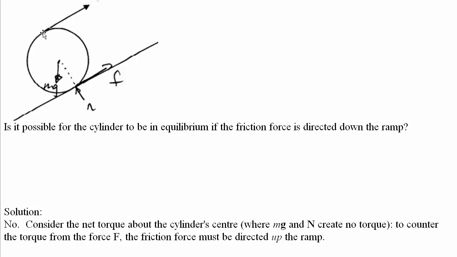Another good point would be at the top. Now we eliminate the force, but you can see the torque due to gravity would tend to make it rotate this way, whereas the torque due to this friction force has to counteract that, and so friction must be up the ramp.